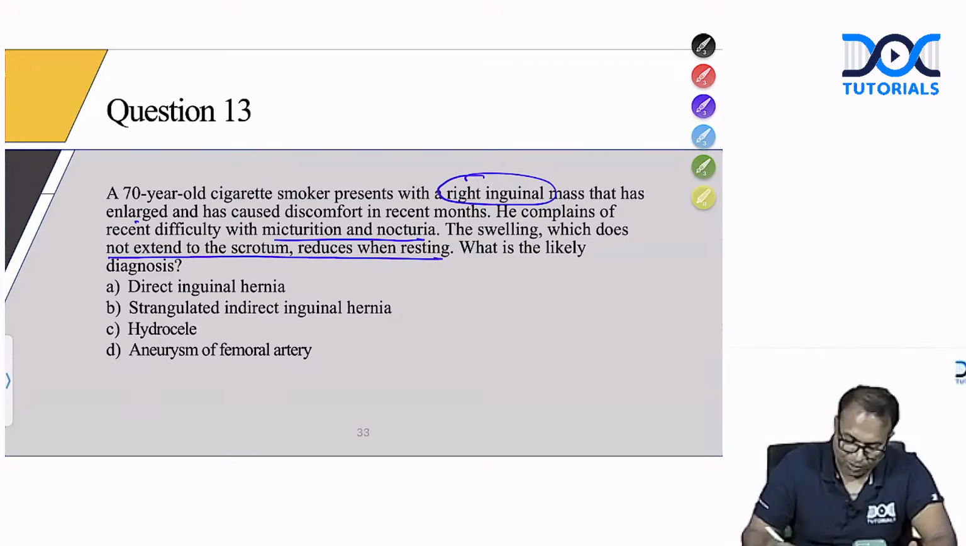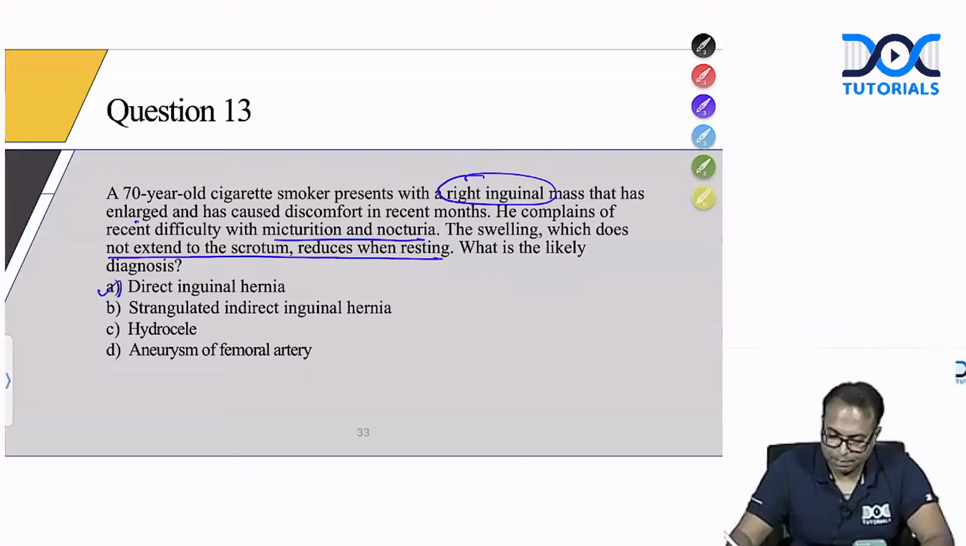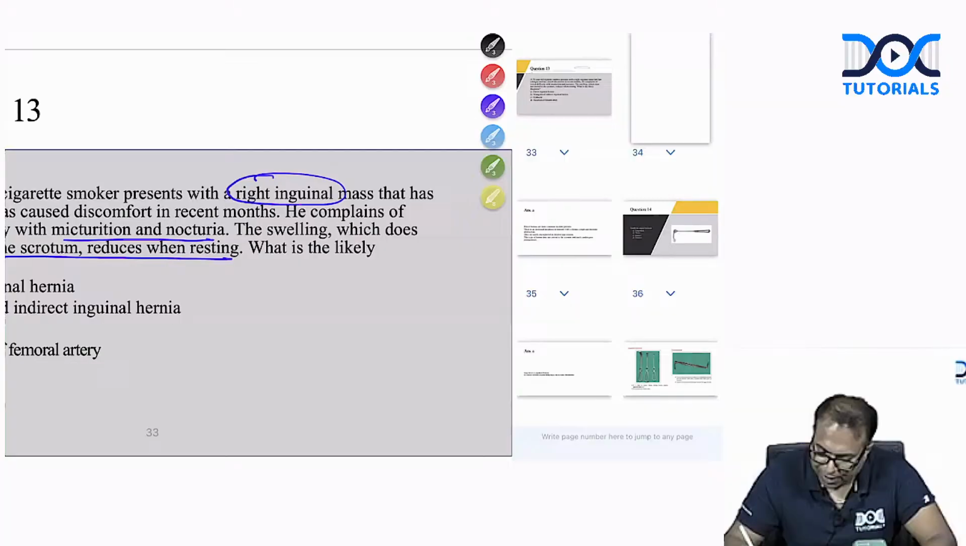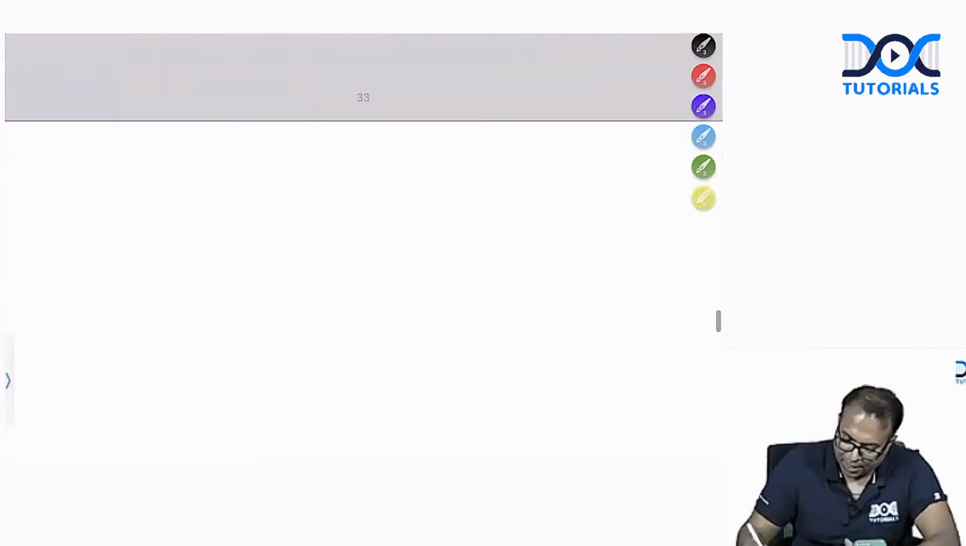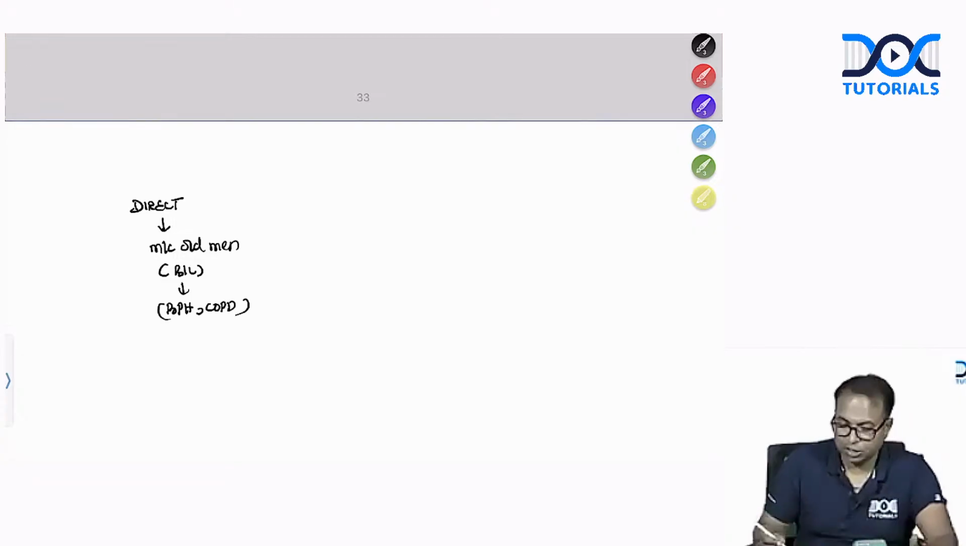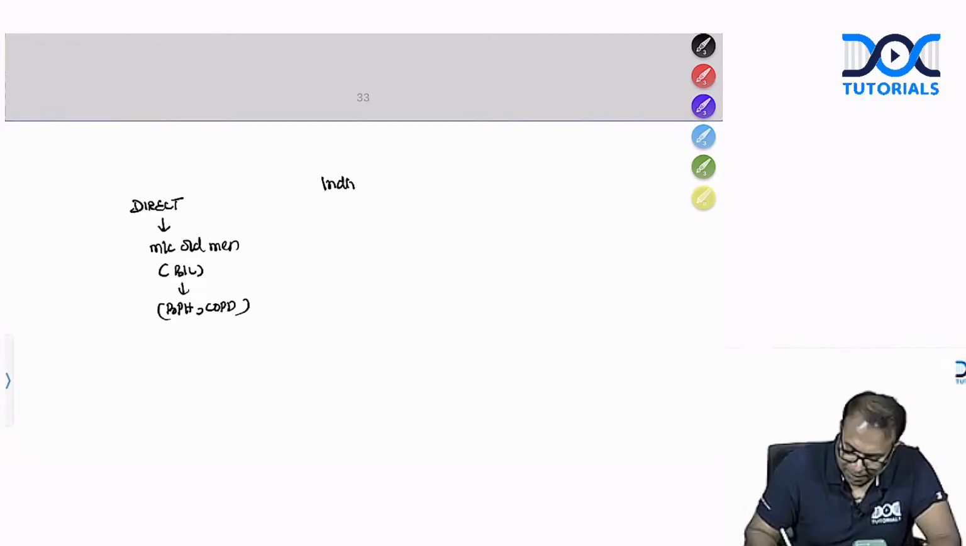This is a straightforward question. The answer is direct inguinal hernia. See, for hernias you should be able to answer from the anatomy. Understand the anatomy. Direct hernia is most common in old men, it is usually bilateral, and it is common among people who have BPH or COPD. This patient is a smoker, so that may be a clue.